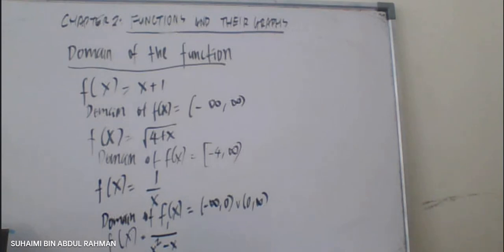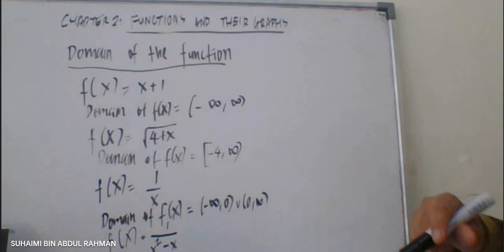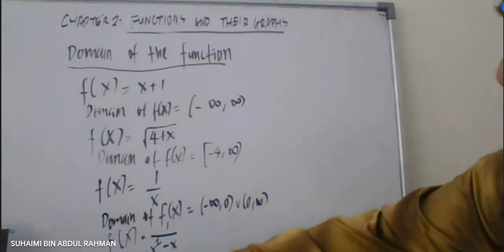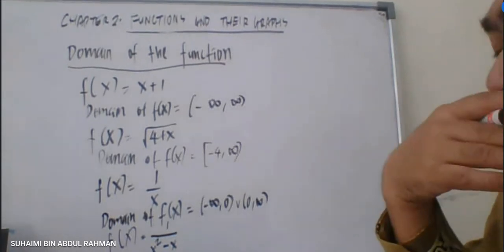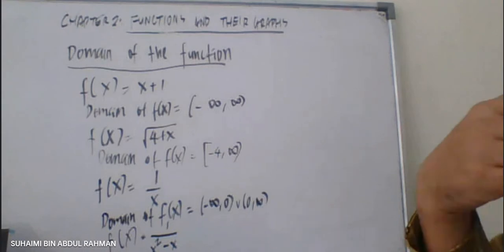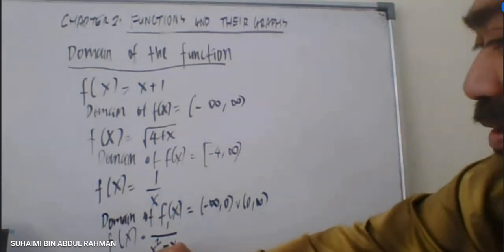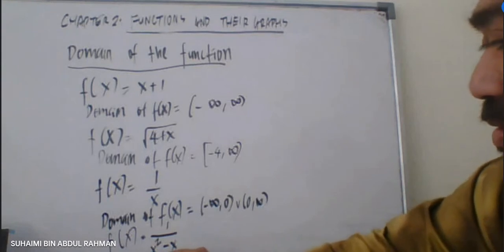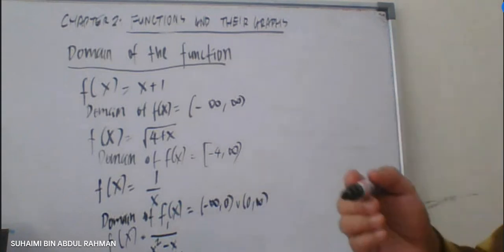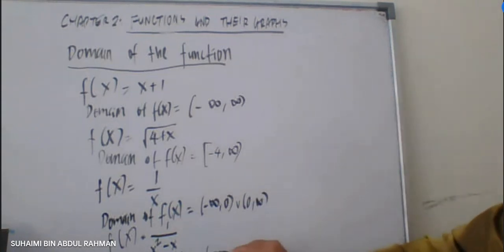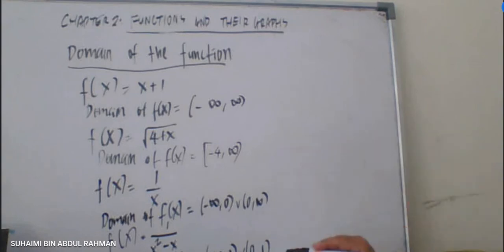All numbers except 0 and 1. The numbers which we cannot put in the function f(x) are 0 and 1. Definitely 0 we cannot, and also we cannot put 1. Therefore, the domain of the function f(x) in interval notation is minus infinity until 0, union with 0 until 1, union with 1 until infinity.